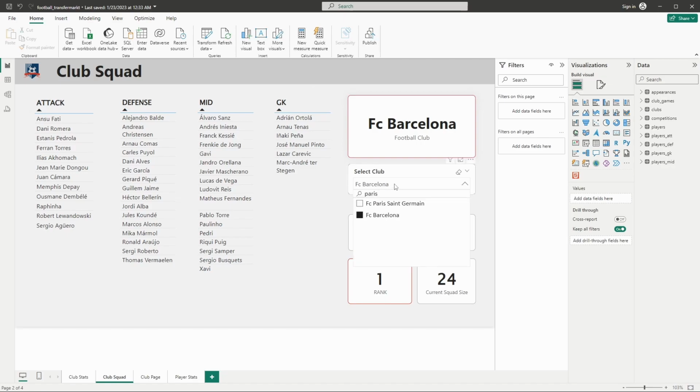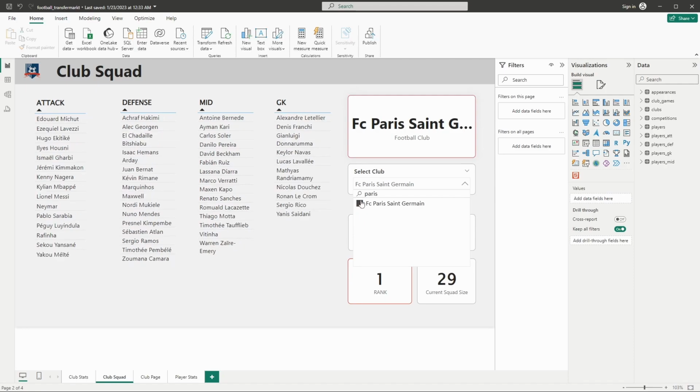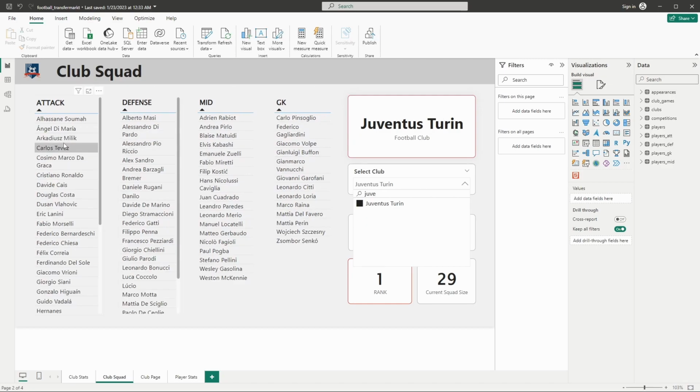Okay, let's try Paris Saint-Germain, and yep, there you go, Lionel Messi in PSG. Okay, so does that mean Ronaldo is actually in, I don't know, maybe Juventus? Yep, there you go, there he is. So the data is actually quite accurate, right? Let's see what's the condition of Juventus after Ronaldo joined their squad.